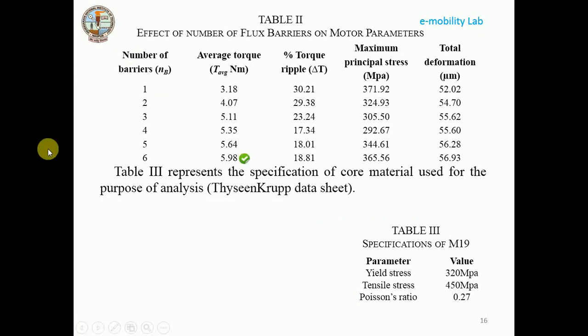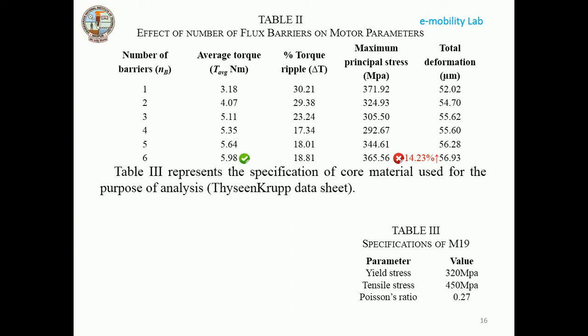Now coming to the discussion, if the number of barriers is 6, you have a good torque response, around 6 Newton meter. But what is going to happen? The maximum principal stress means the stress exposed to the rotor structure. What is stress? When the rotor rotates, definitely there will be a rotational force acting on the rotor which is outward from the shaft of the machine. These forces are called rotational forces and cannot be avoided.